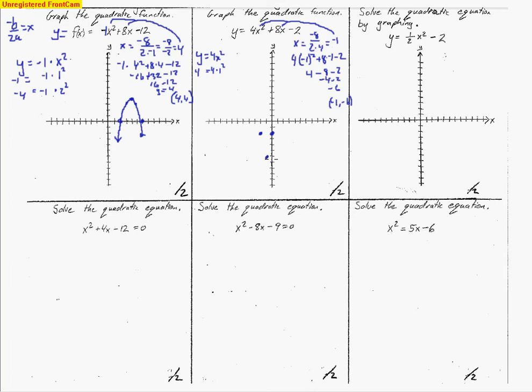And then if I go over 2 spaces, I'm going to end up squaring that, getting 4 times 4, which gives me 16. So 16 spaces up. I go over 2, and I'm going up 16 spaces. So that's 6, 7, 8, 9, 10, 11, 12, 13, 14, 15, 16. So right there's our next point.